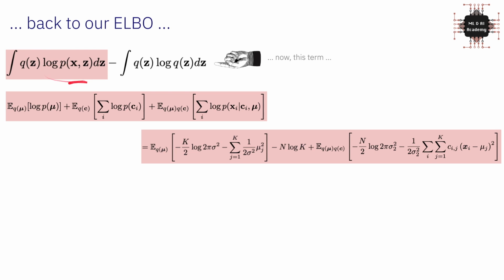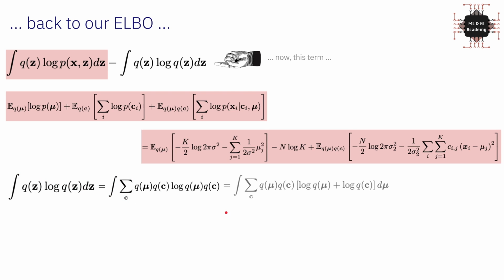So now that we understood what the first term looks like, let's look at the second term, which is kind of the entropy term. Now again, the integral of q of z log of q of z is nothing but the integral of summation of q of mu q of c log of q of mu q of c. Where did this come from? Again, z is our latent variable. It had mu and c, and we assumed that the joint of q of mu and q of c is the product q of mu times q of c. And then we introduce the summation and the integral, because there's one continuous and one discrete random variable.